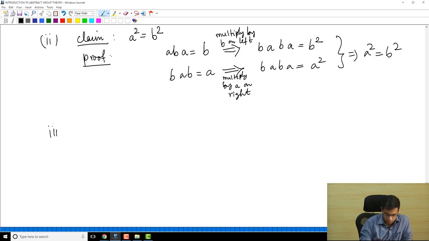Now the third part of the proof, I want to show that there is no room for A squared. So let's see, A squared, what is A squared?